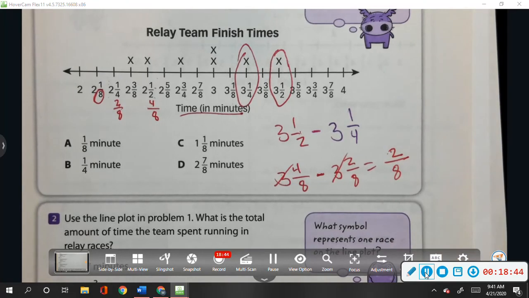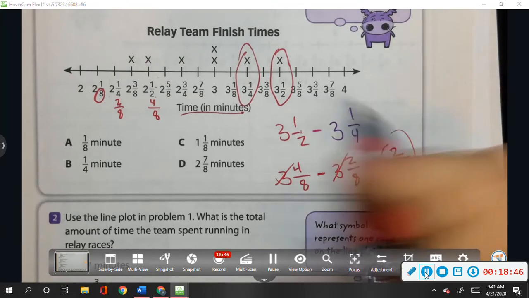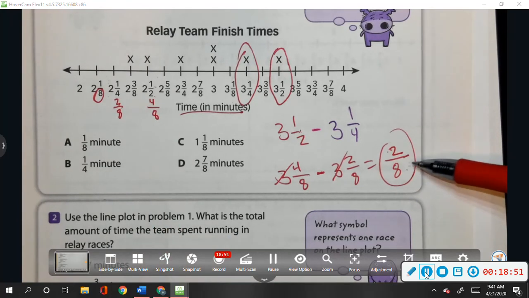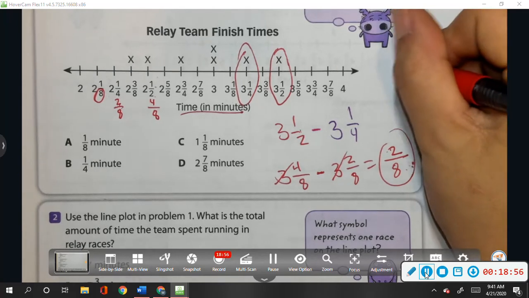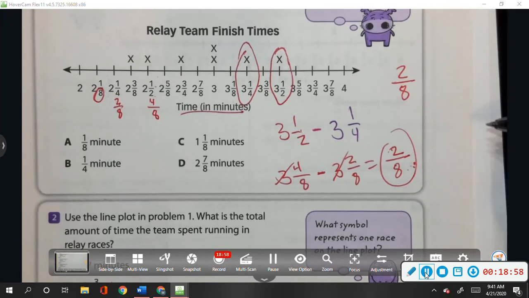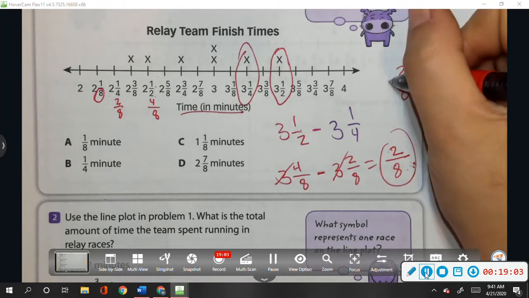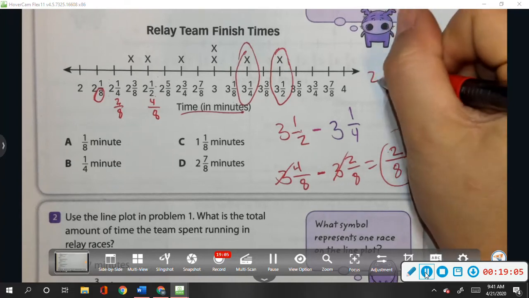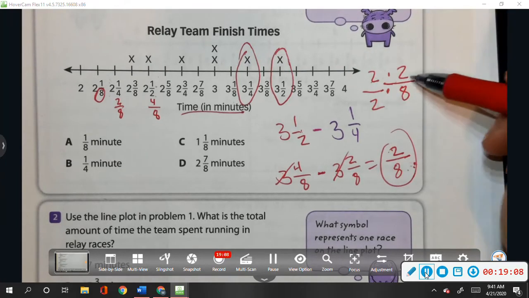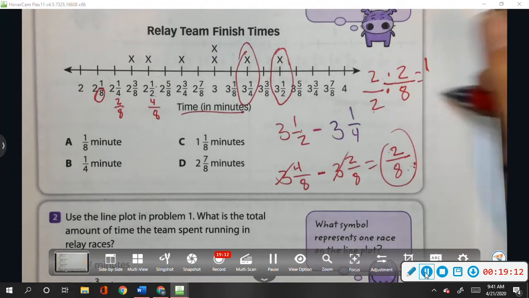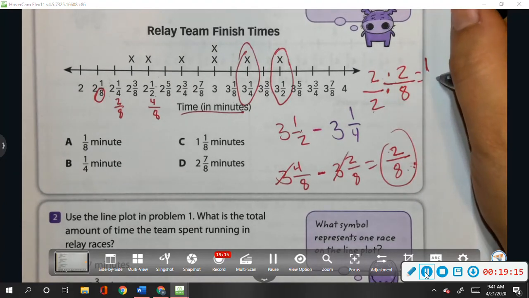2/8. Now, what happened? I don't have 2/8 listed. I need to reduce my fraction. I need to simplify it. Do we remember how to simplify fractions? If we have 2/8, I know that 2 goes into 2 and 8. So I'm just going to divide it out. And whatever I do to the top, I have to do to the bottom. 2 divided by 2 is 1. 2 divided by 8 is, whoops, hang on. Do I want to do it that way?